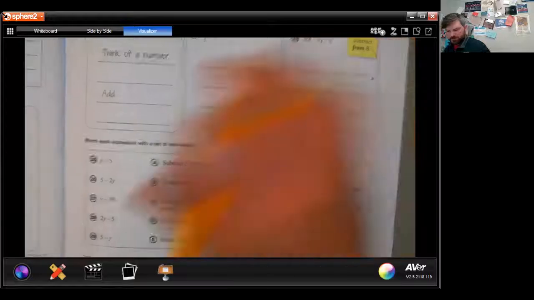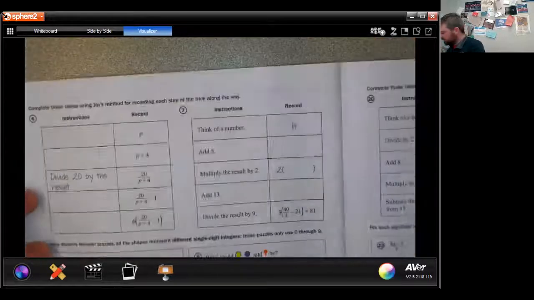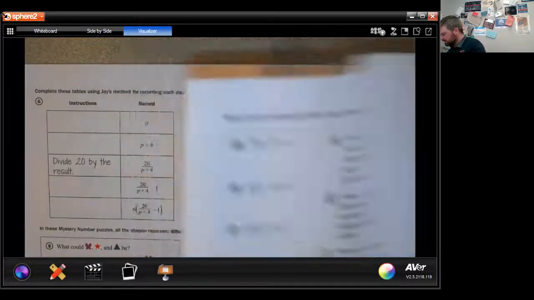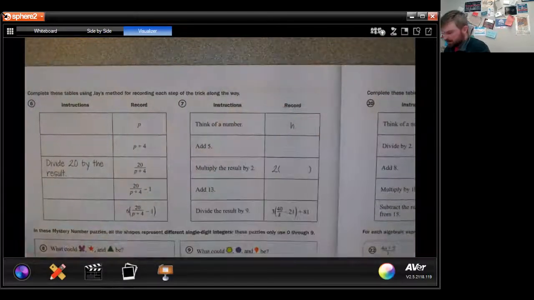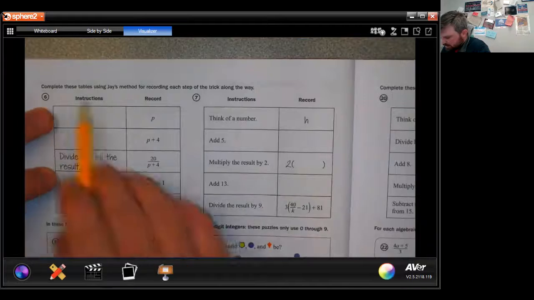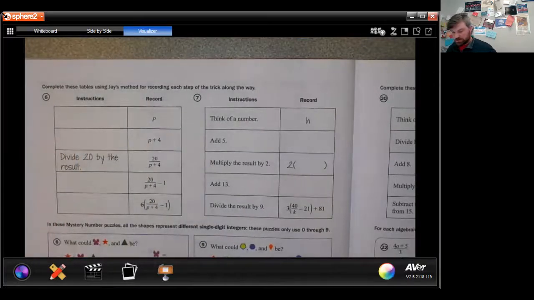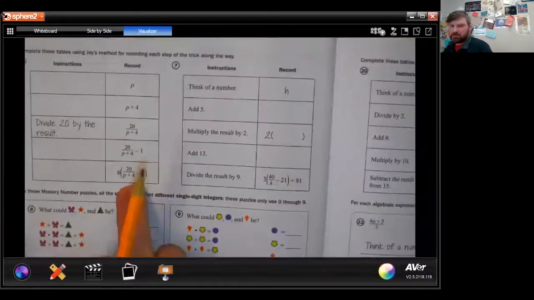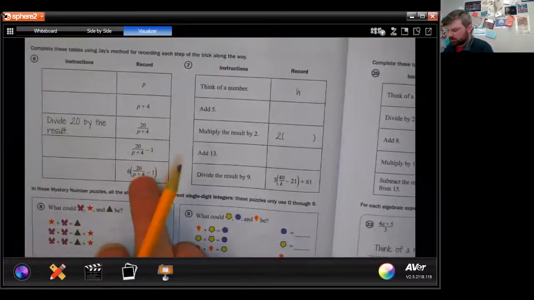Okay, let's flip over to page 50. We actually have quite a few problems here in this review. I think there's 62 problems here. Okay, number 6. Complete the tables using Jay's method. And if you remember, Jay's method was keeping everything as the whole thing.